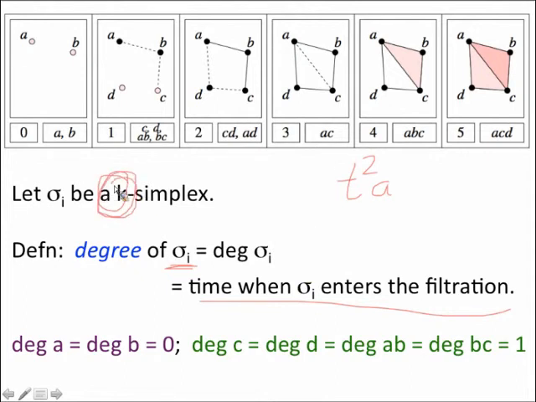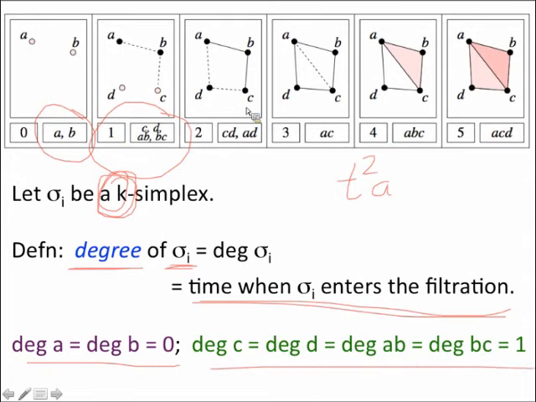Now we're going to have a different grading with respect to degree. The degree of sigma I is just going to be the time when it enters in. So A and B both enter in at time 0, so the degree of A and B will be 0. A, B, and C enter in at time 1, so their degree will be 1. Degree 2 is here, degree 3 there, etc.